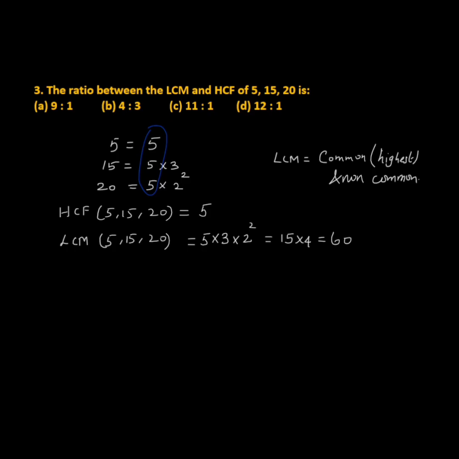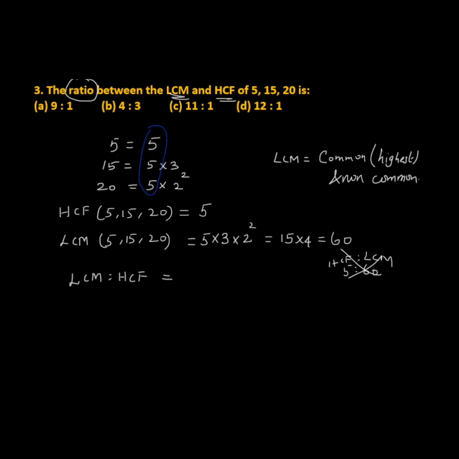They are asking the ratio. Whenever we are writing the ratio, the order is very important. Here they are asking the ratio between LCM and HCF. Don't change the order. That is LCM is to HCF. After finding this, don't write 5 is to 60, which is HCF is to LCM. That is wrong. If the order is wrong, your answer is also wrong. Don't write that.